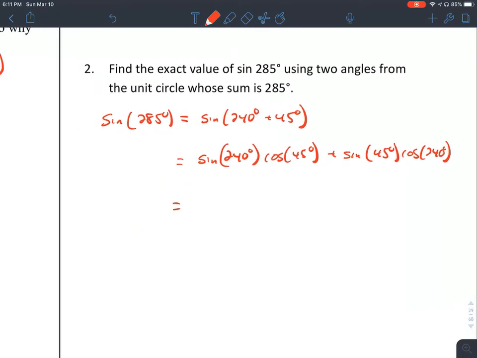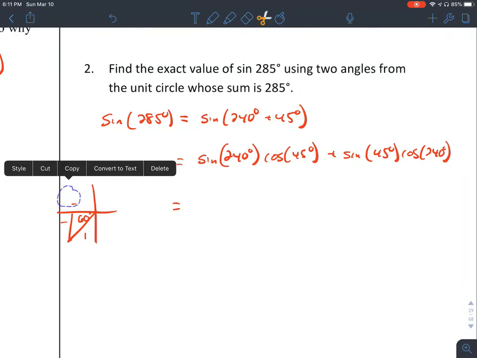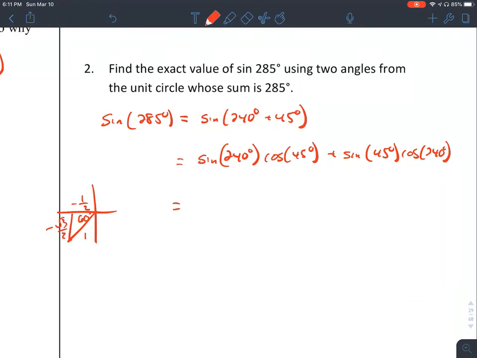So for 240 degrees, that's going to be in quadrant 3, which makes the reference angle 60. In quadrant 3, things are negative. So if we make this a unit circle, that means that the x value here is going to be negative 1/2, and the y value is going to be negative square root of 3 over 2. So sine of 240 is negative square root of 3 over 2. The most common mistake people make on this is they don't use the appropriate negative sign.